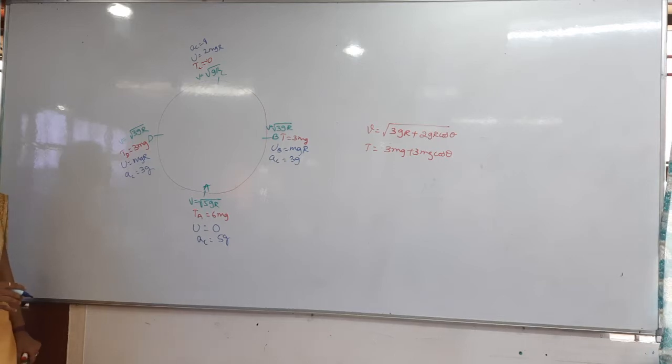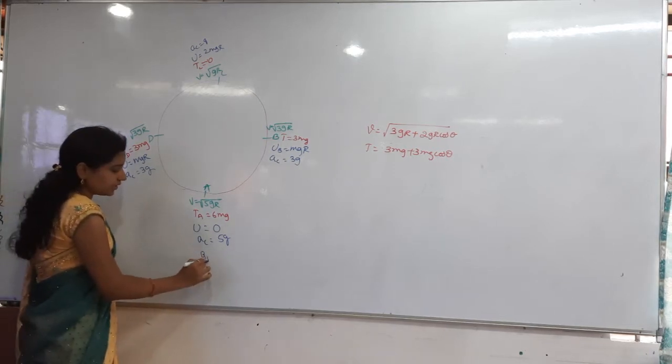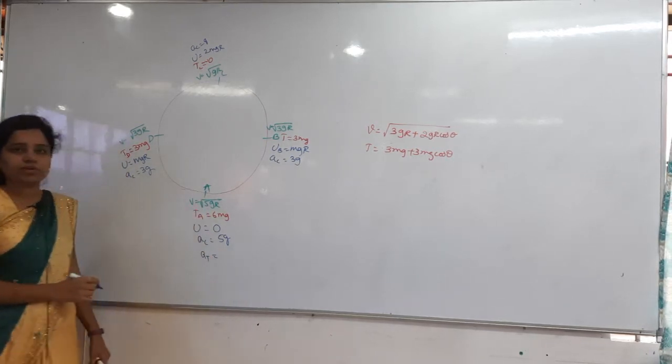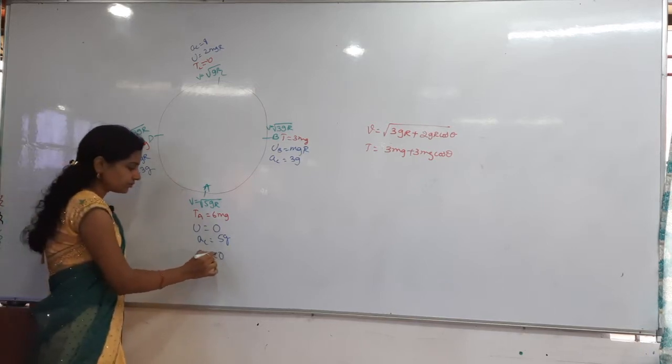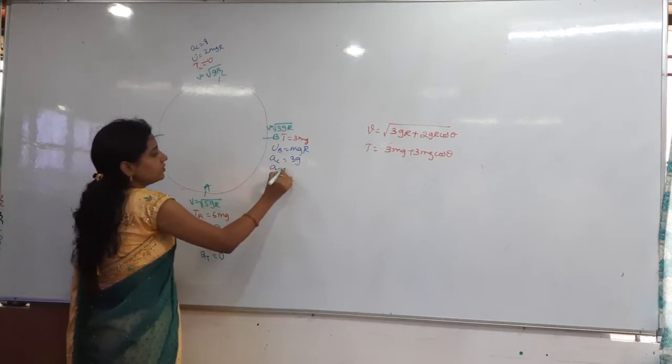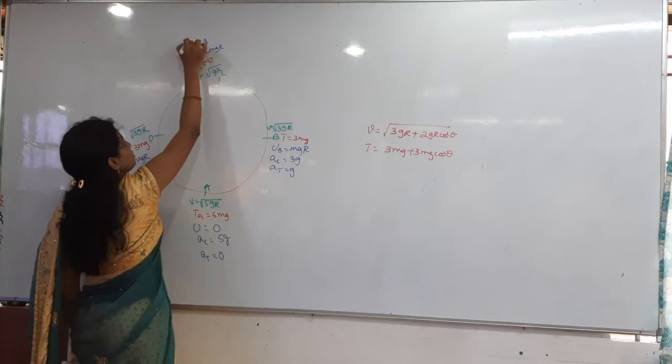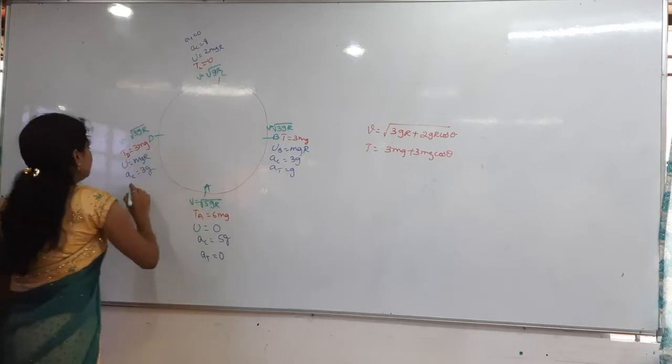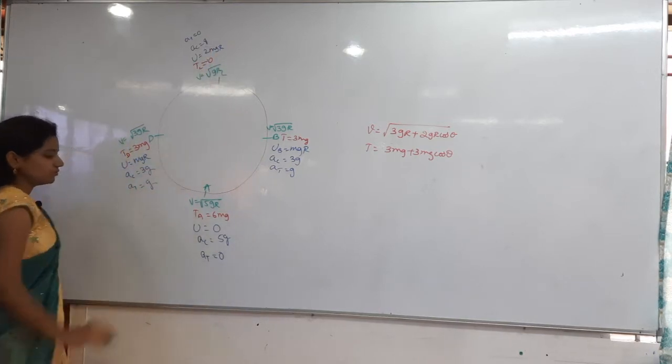Next after that we have discussed the tangential acceleration. Tangential acceleration at this point is how much? 0. At this point g. And here 0. And then here also g we will get.